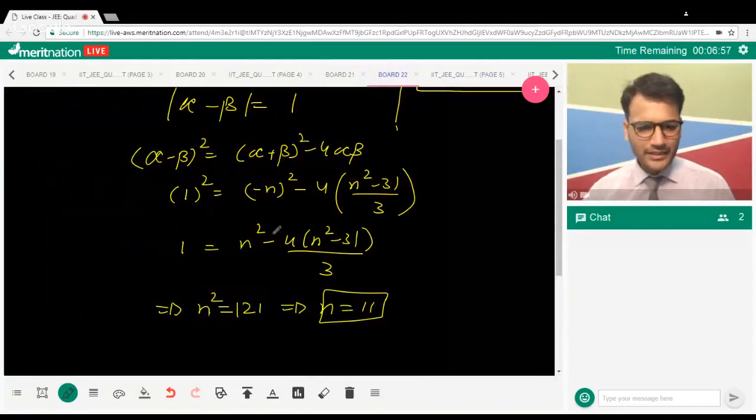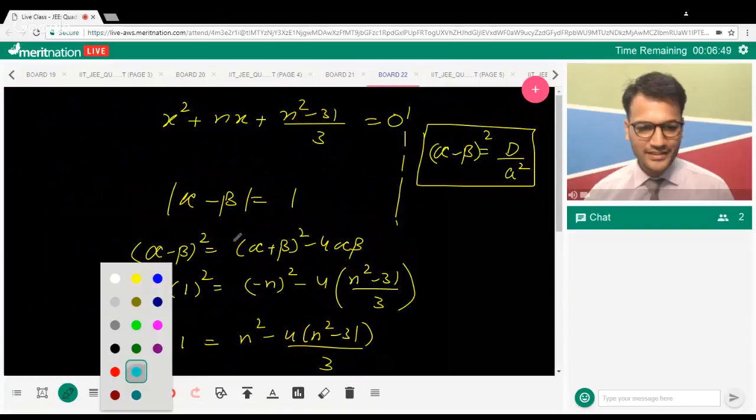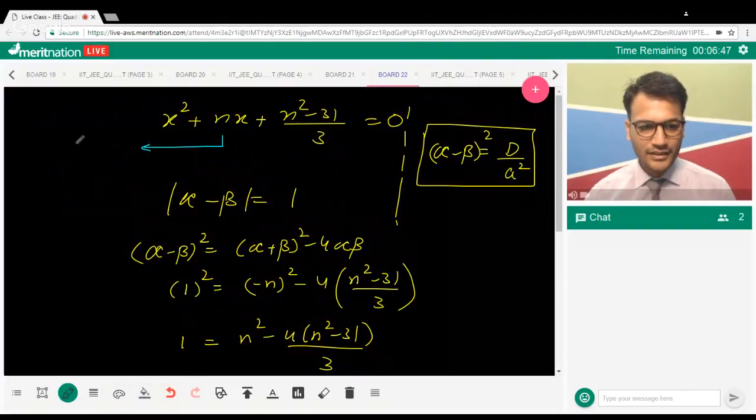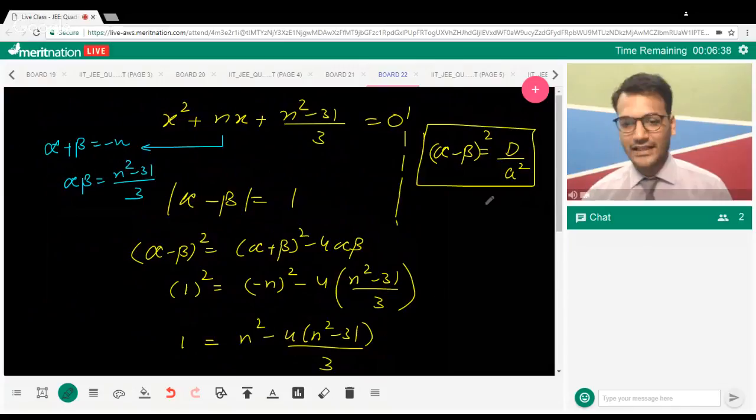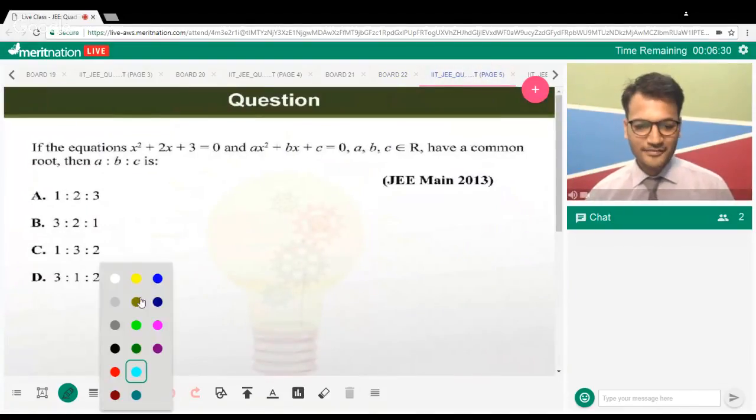So Tasneem, look, n square. This is alpha plus beta, Tasneem. I hope you can see this from the equation. If this is the equation, alpha plus beta is equal to minus n, and alpha into beta is equal to n square minus 31 upon 3. I've just replaced the values. Minus n whole square is minus n into minus n, which is n squared.